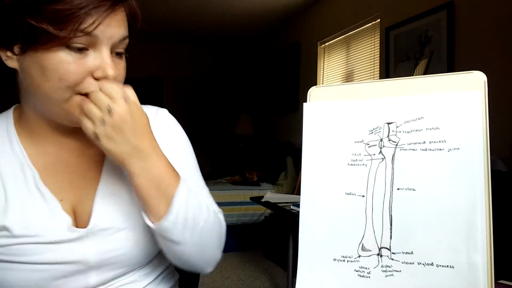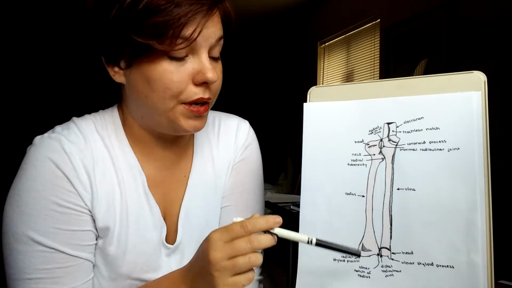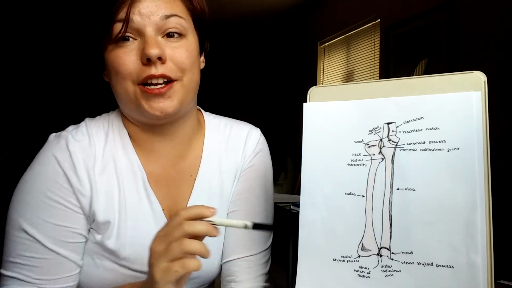And finally, we have the ulnar notch of the radius down here, which is the articulation point between the distal ends of the radius and the ulna, creating the distal radial-ulnar joint.